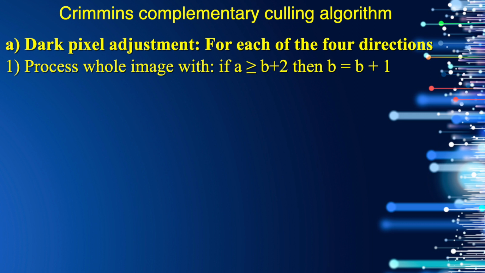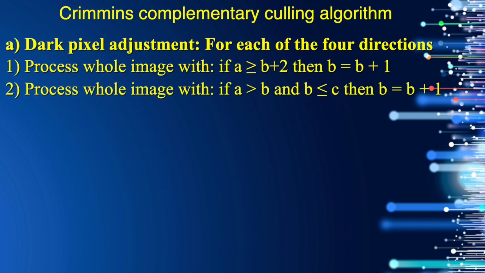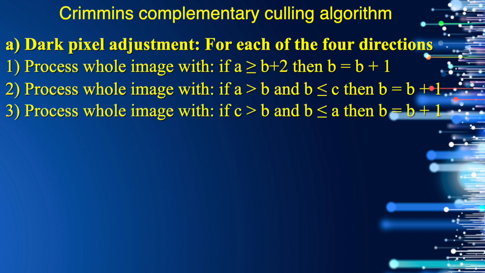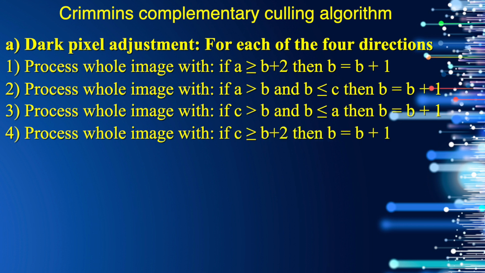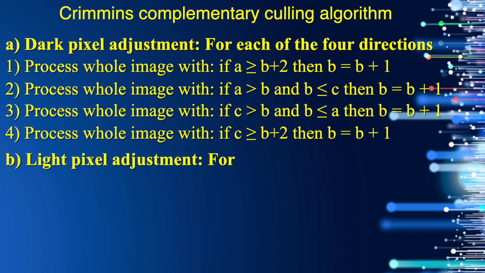If A is greater than B plus 2, then B is equal to B plus 1. Process the image: if A is greater than B and B is less than C, then B equal to B plus 1. Process the image: if C is greater than B and B is less than A, then B equal to B plus 1. If C is greater than B plus 2, then B equal to B plus 1. A similar process goes for the light pixel adjustment.